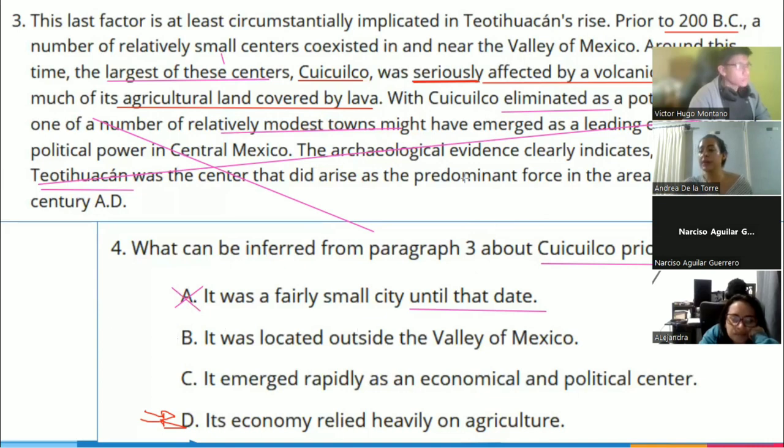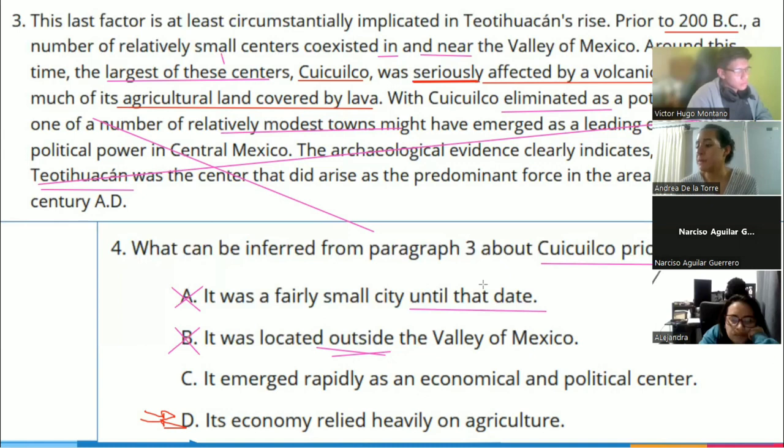Option B says it was located outside the Valley of Mexico. How do we know that it was outside? They say that it was either in or near the Valley of Mexico. So Cuicuilco could have been inside the Valley of Mexico, or it could have been outside near the Valley of Mexico, right? You have both options, and you really don't have anything here that tells you where it was. So you don't know if it was inside or outside the Valley of Mexico. There's nothing that gives you that detail. So how can you make that inference? What's going to make you think that it was outside?